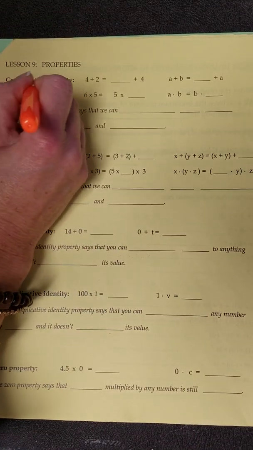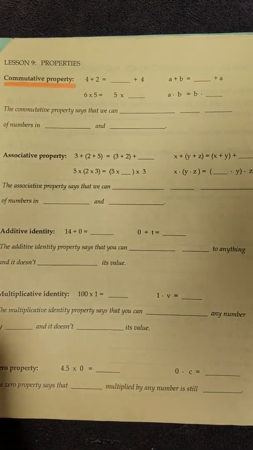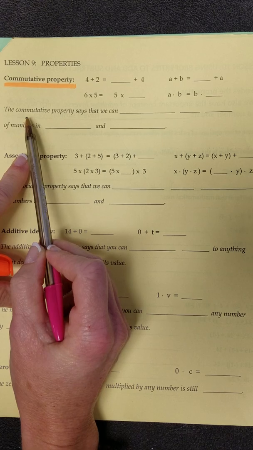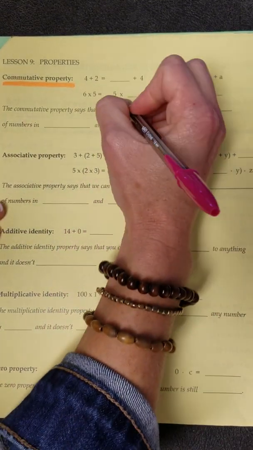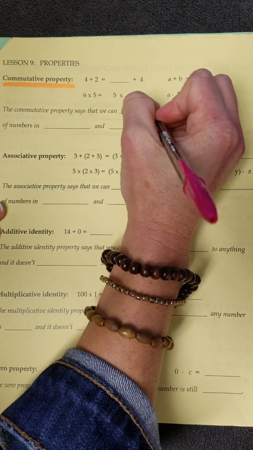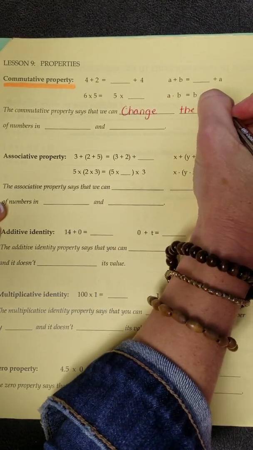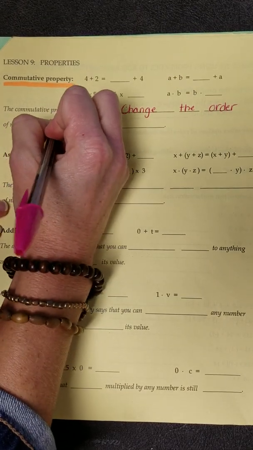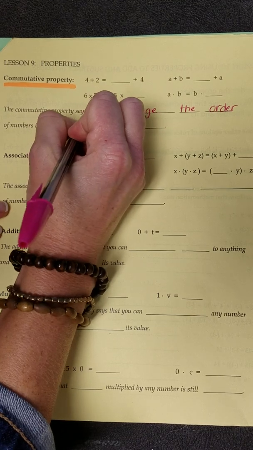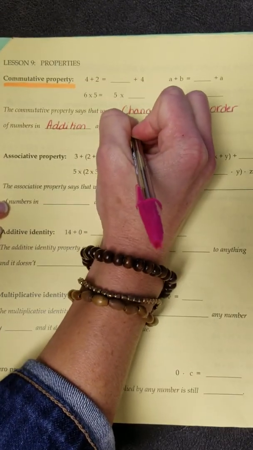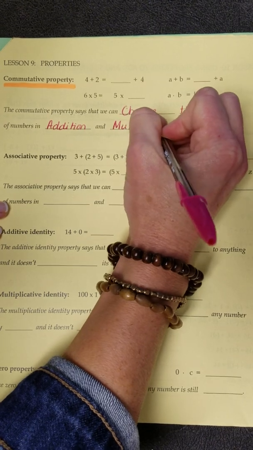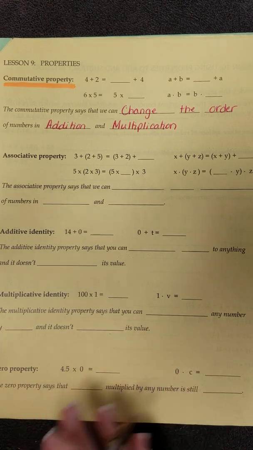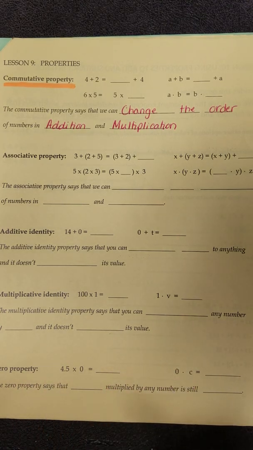The commutative property. And like I said, I'm sure that you've talked about this in 6th grade, maybe even 5th grade. But the commutative property says that we can change the order of the numbers in addition and multiplication. So this only works with addition and multiplication. It does not work for subtraction or division. So if you don't have these notes printed off already, you might need to be pausing the video along the way to make sure that you write this stuff in a notebook somewhere.